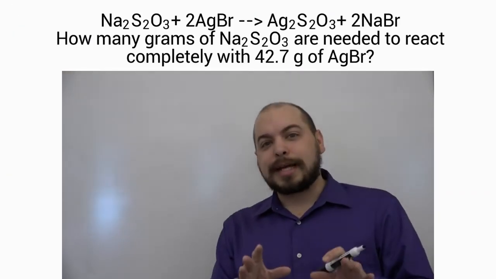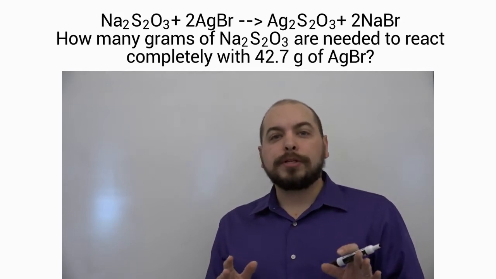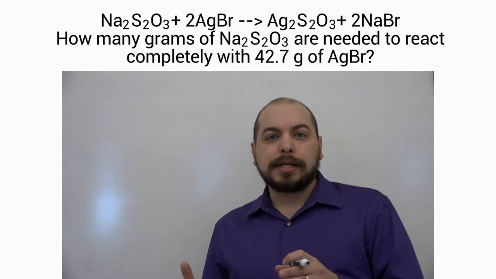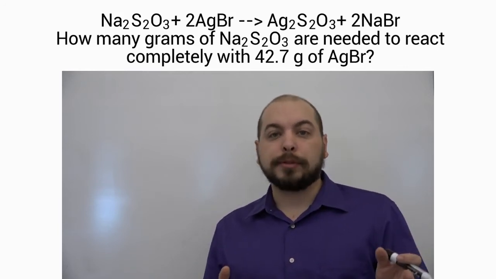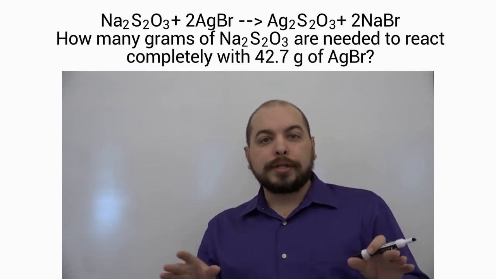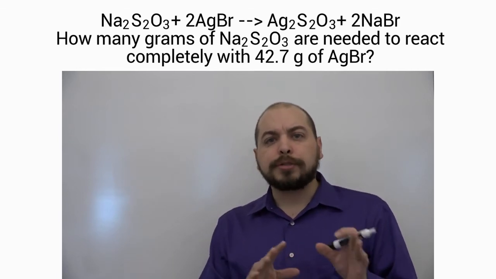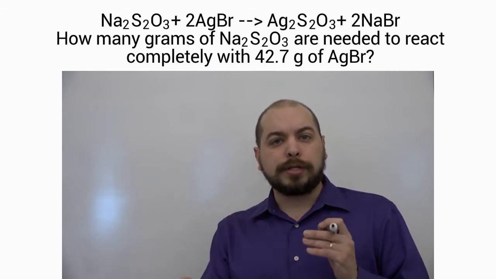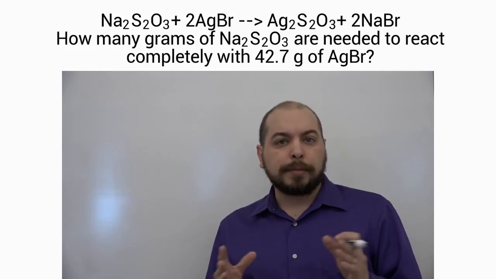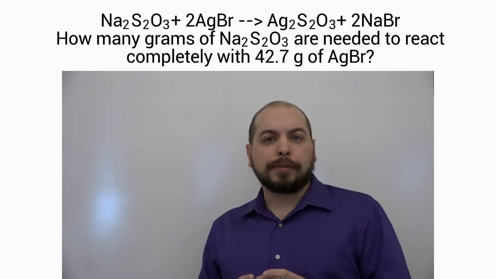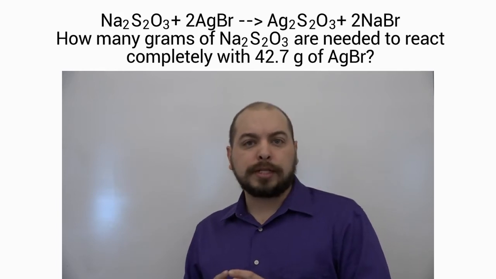Alright, let's try a second problem. In this second problem, we're going to change things up a little bit. We're going to find the amount of reactant needed as opposed to the amount of product that can be produced. Always we start with the unbalanced chemical equation. Just so you know, the thiosulfate ion is not one that you need to know, but it is one that we might come across here and there in AP chemistry. So it's a good one to kind of have in your back pocket should you ever see it.